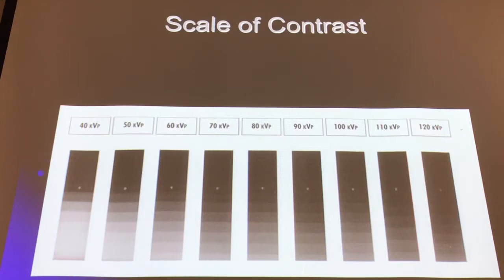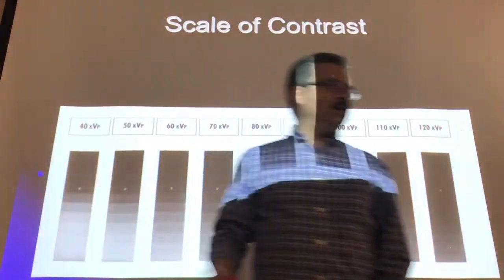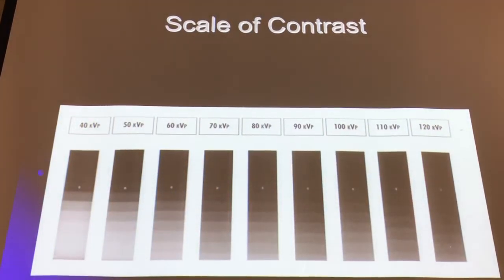Okay. When you think of high contrast, another way to say it is a short scale. Why short scale? Because the scale of ranges that you have is very short. You have very few, right? When you say low contrast, another way of saying it is you have a long scale. The scale of what? The scale of densities.